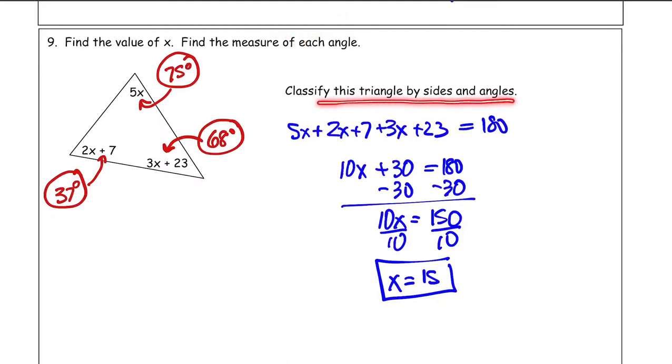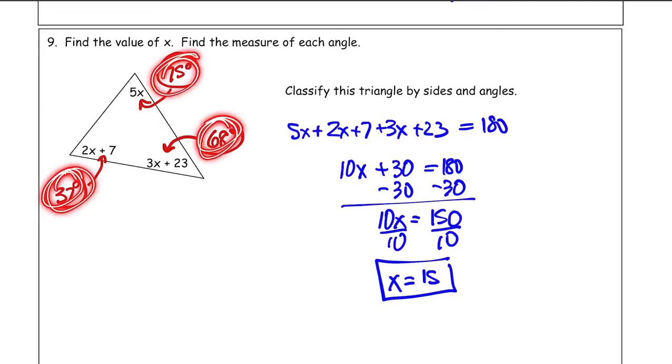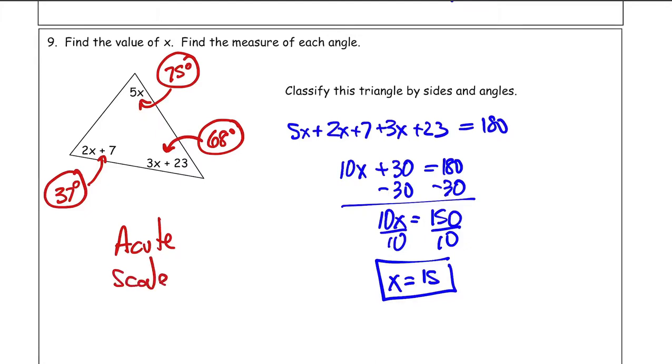Classify this triangle by sides and by angles. So I need to take a look at all three of these angles. Well, they're all less than 90. So each one of them is acute. Therefore, my triangle is acute. And they're all different. So if they're all different, we call that a scalene triangle. This is an acute scalene triangle. Long question. All right, so maybe on your unit exam, this is going to be like a 6-point question.